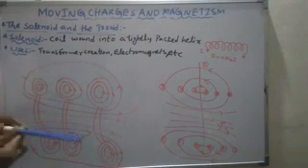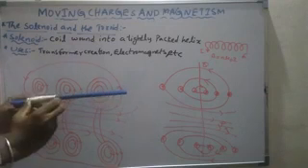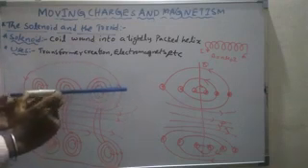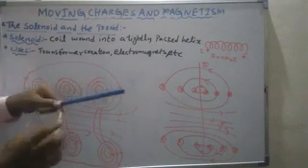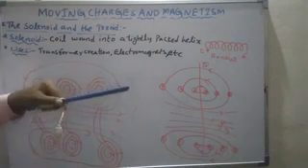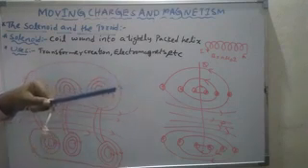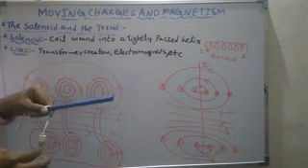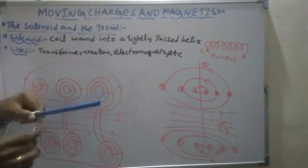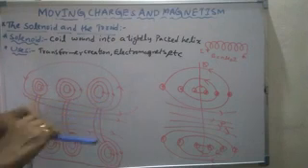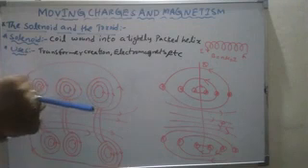This is called the solenoid, a coil wound into a tightly packed helix. Now suppose these two ends are connected to a battery. This end is connected to the positive terminal, and this end to the negative terminal. Imagine the conventional current flowing from the positive terminal to the negative terminal.